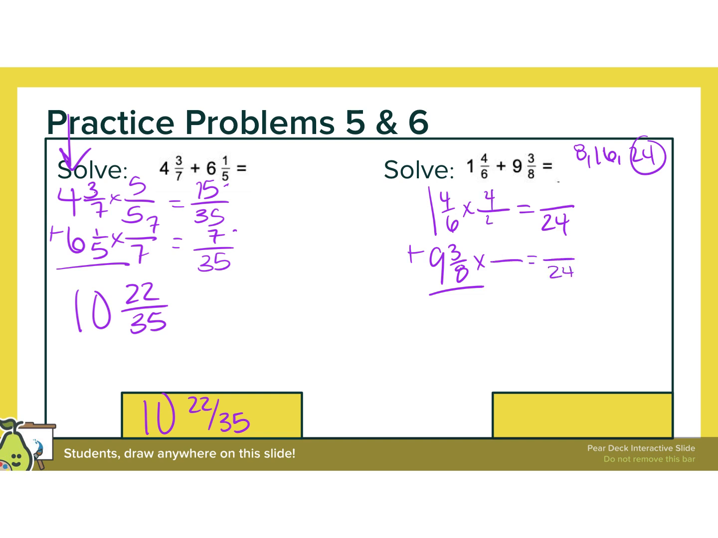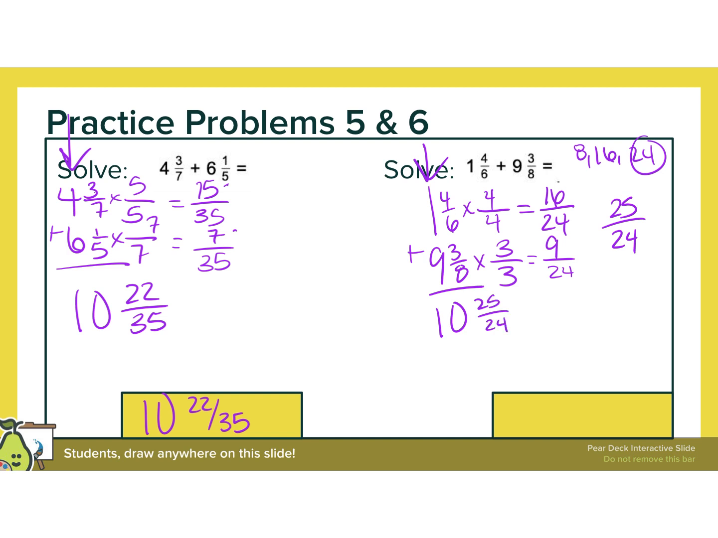6 times 4 is 24. 4 times 4 is 16. 8 times 3 is 24. 3 times 3 is 9. 16 plus 9 is 25. 25 over 24. So this is a hard one. I'm going to add my whole numbers. So I have 10 and 25 over 24.